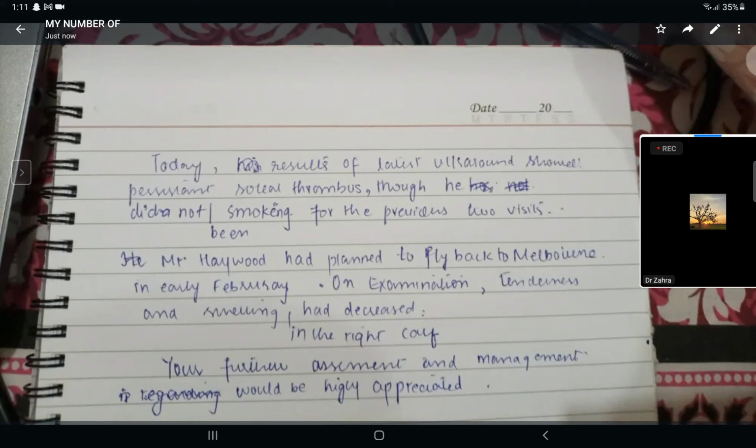Mr. Haywood had planned to fly back to Melbourne in early February. On examination, tenderness and swelling in the right calf had decreased. Okay. And your further assessment and management would be highly appreciated.